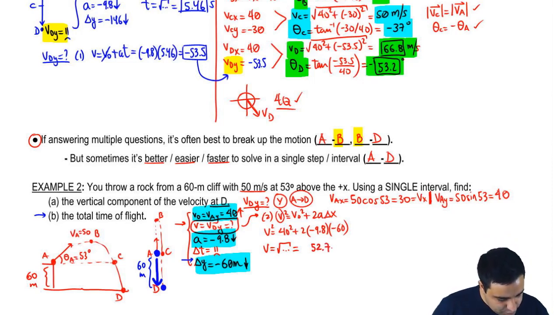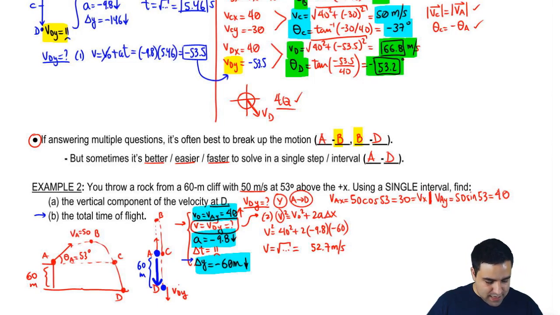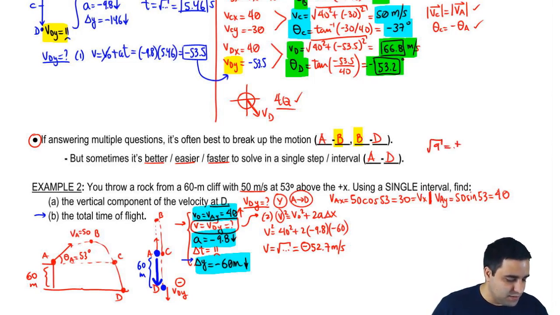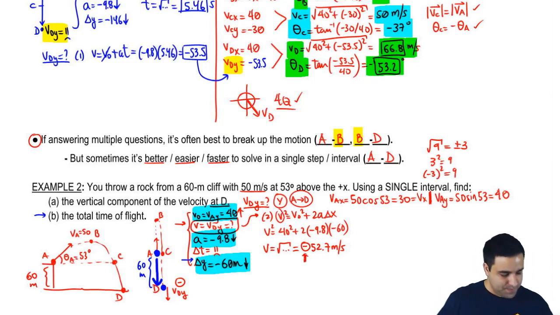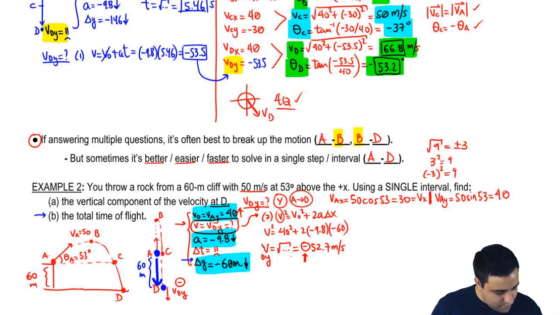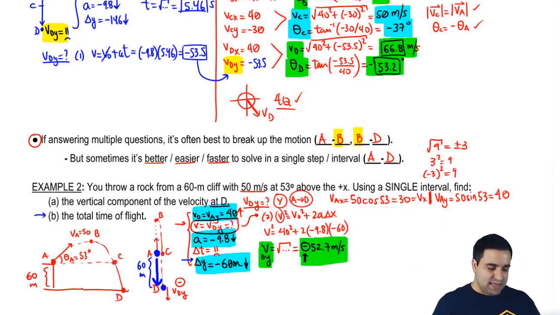You get 52.7 meters per second. But be careful, when you're coming back down, your velocity, Vdy, is going down, so it should be negative. So I'm going to put a negative in front of here. Remember, when you take the square root of a number, for example, the square root of 9, you really get plus or minus 3, because 3 squared equals 9, and negative 3 squared equals 9, which means you can just add this negative here, and you're not violating any crazy rule, right? So that is part A, that the final velocity on the y-axis, Vdy, is negative 52.7, and I did that in one shot. I didn't go up and then back down, did that in one shot.